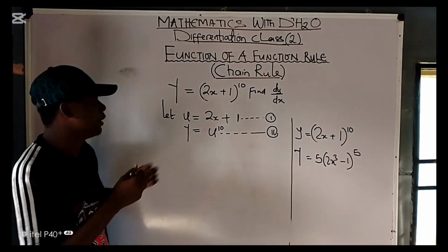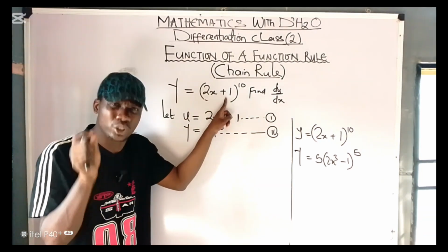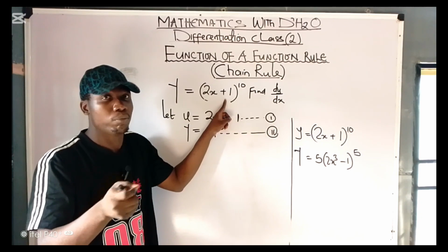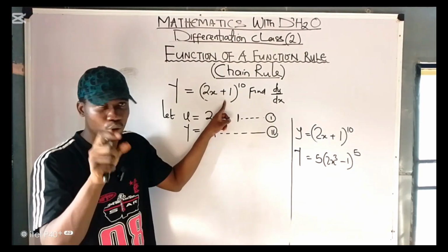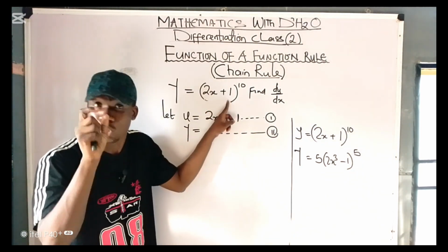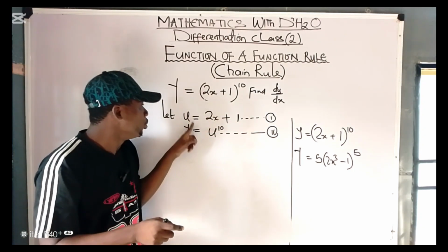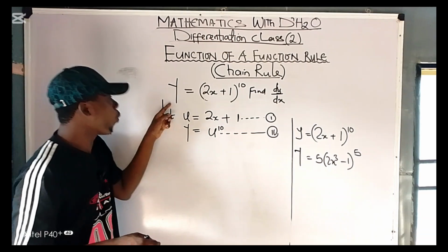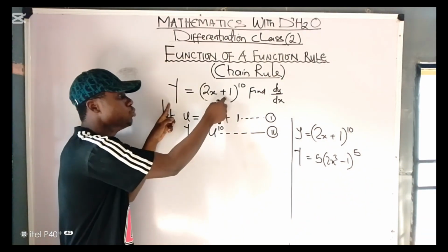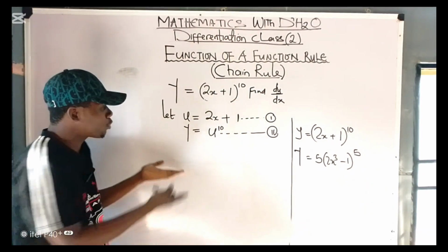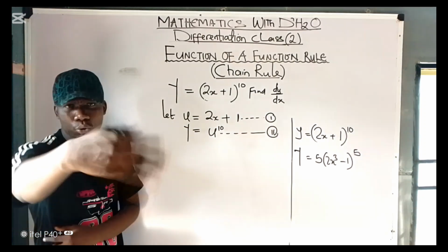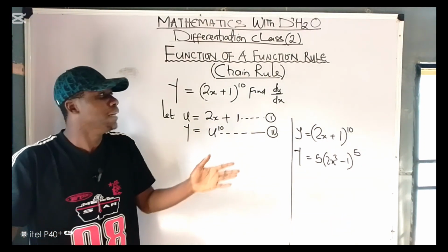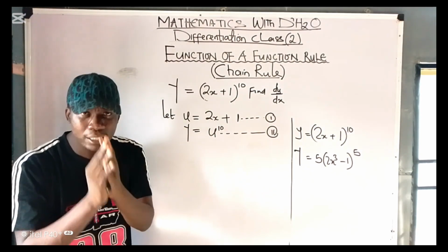Did you see? Let me repeat myself again. You remove everything here and you call it u. You can still use z. You can use any alphabet of your choice. Okay? But the most common letter there is u. So we can say everything here is what? U. So I can say u is 2x plus 1. So whatever is here becomes your u. Then y becomes u, since this is u, raised to the power of whatever is here. And that's why we have something like this. So how do we differentiate it? Very easy. We are going to differentiate it one after the other. Then we multiply together.